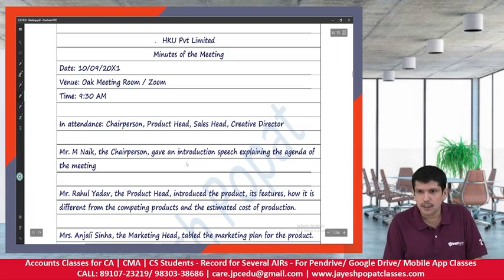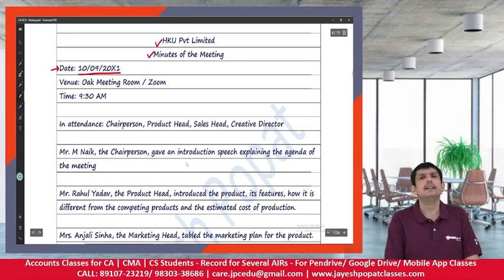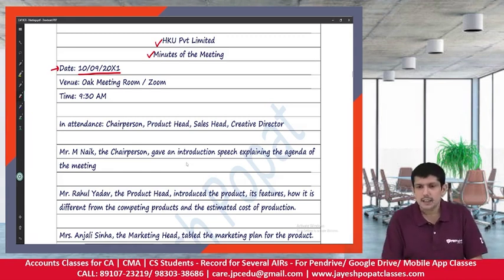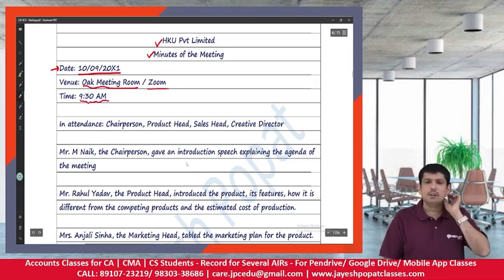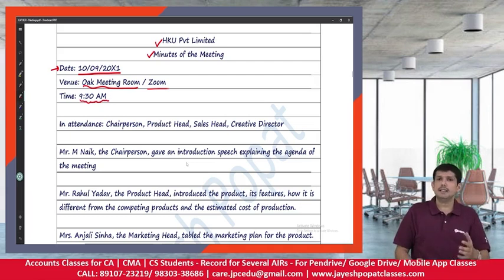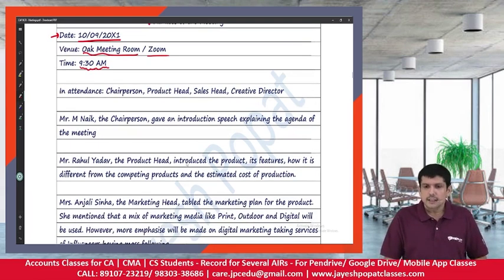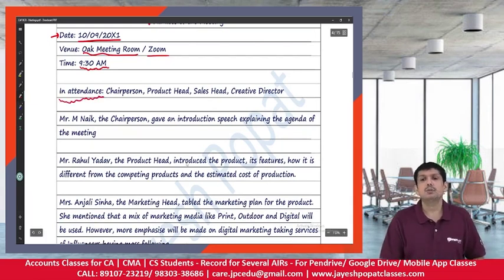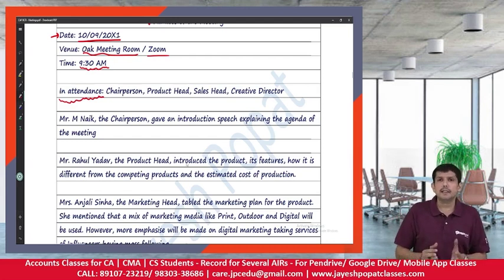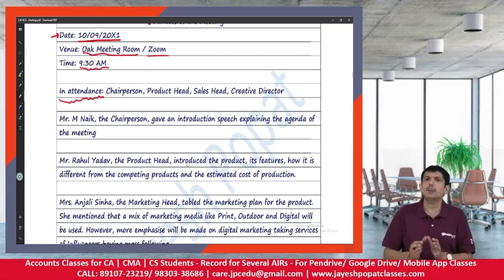Again, we'll first put the name of the company. We will say minutes of the meeting, right? This date is the date of the meeting, the date on which the meeting took place. The venue: we had mentioned Oak Meeting Room in the agenda, or maybe the Zoom meeting. What is the time of the meeting? The chairperson started off at 9:30, so this is the time at which the meeting started. Now, the next important information will be attendance. Who all attended the meeting, right? Who were the participants who were present while the meeting was on?